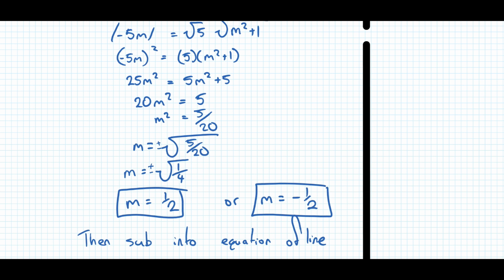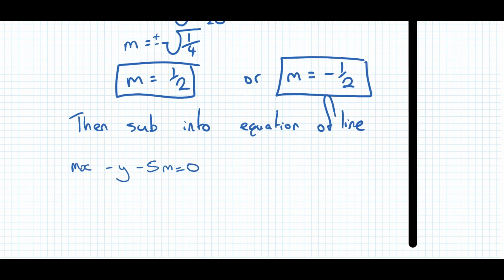Then we need to go and sub this into the equation of the line. What did we know the equation of the line was? Brilliant, we knew it was mx minus y minus 5m. So the first one, we're going a half x minus y minus 5 by a half is equal to 0. Multiply everything by 2: x minus 2y minus 5 is equal to 0.